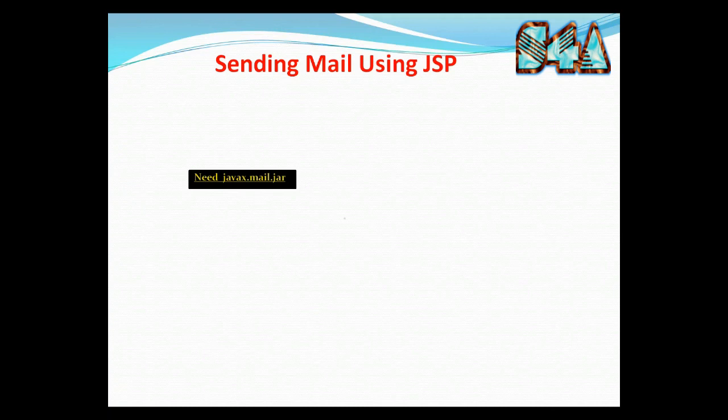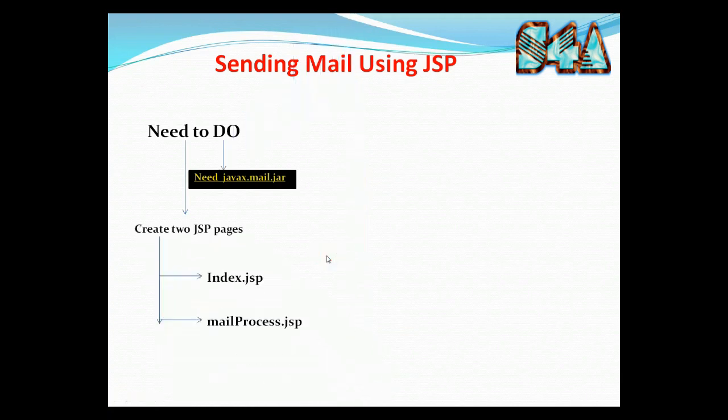Sending mail using JSP. What exactly do we need to do? There are not a lot of things in this simple coding. You just have to create two pages. The first one is index.jsp and the second one is mailprocess.jsp. In index.jsp we write the HTML code, designing and creating a form, and when you send it, the action goes to mailprocess.jsp.